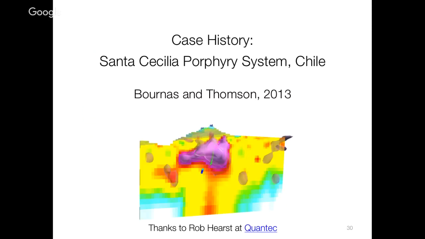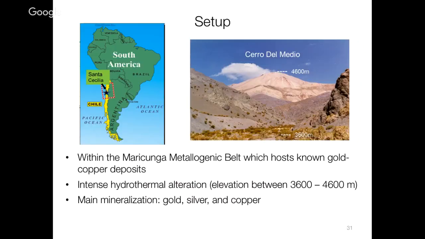So let me show you a case in your own backyard. Santa Cecilia, it's a big porphyry system. So here we are. Let's see, Santiago is right about there. Right about the edge of the box.